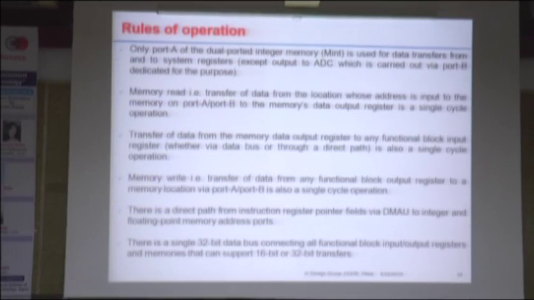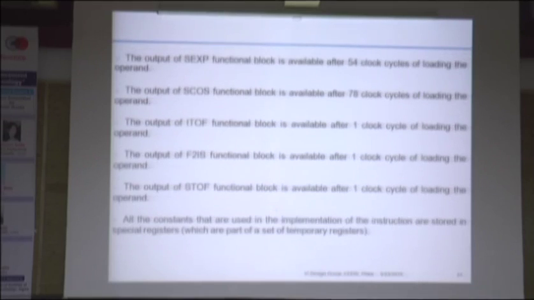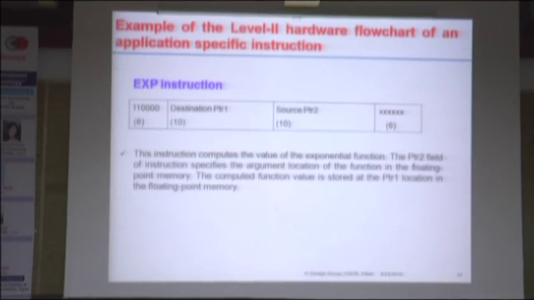Before writing the hardware flowchart methodology, you have to define the rules of operation. I am not going to do the details; we have defined the rules of operation. Now we'll see an example of an exponential instruction. This is the opcode for the exponential instruction. The operand address will be given by the source PTR2, and the result will be stored at the destination PTR1 field. This address will be given by this 10-bit field, where you have to store the result.